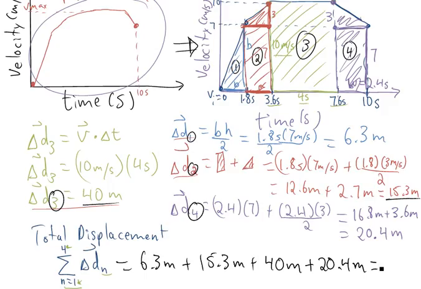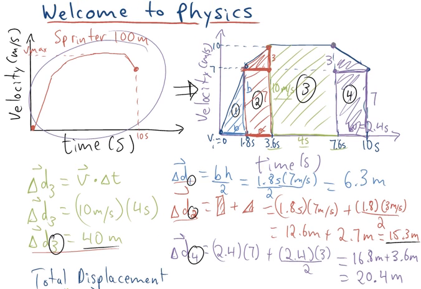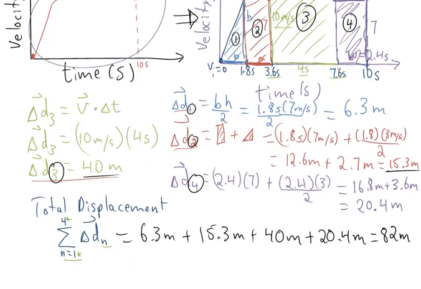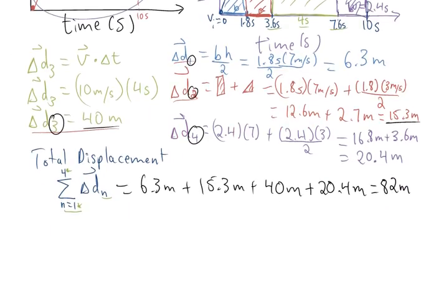6.3 plus 15.3 plus 40 plus 20.4, and this guy made it a whole 82 meters in 10 seconds. So there you go. To recap, all we've done is add up the areas, because the area is equal to displacement. We added different areas. In this case, sometimes there's a triangle and a rectangle, and we added it up, and we found that our sprinter is a little slower than a 10-second sprinter because he only made it 82 meters in 10 seconds.